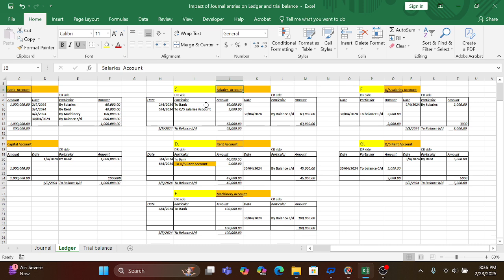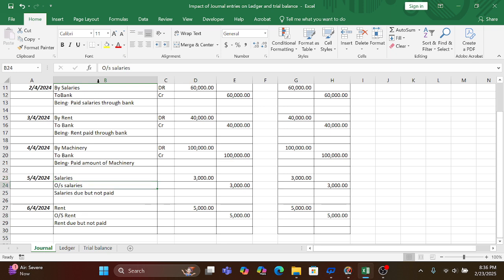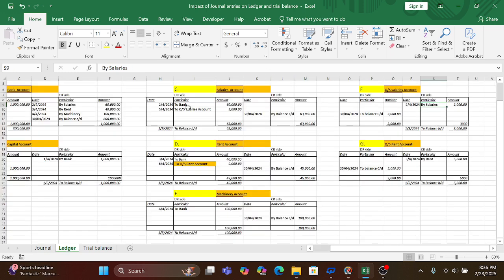So in a salary account I have to show "to outstanding salary", and in an outstanding salary account I have to show "by salary". If you see here, it is a "to" side, to outstanding salary, and this is a "by" side. So in outstanding salary I have to show the salary on the "by" side, and in a salaries account I have shown "to outstanding salary", and in the outstanding salary account I have shown "by salaries", that is 3,000.